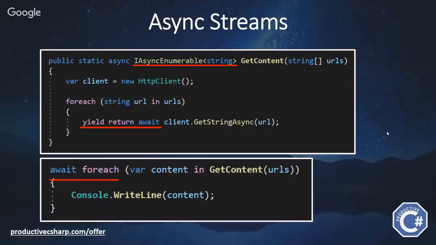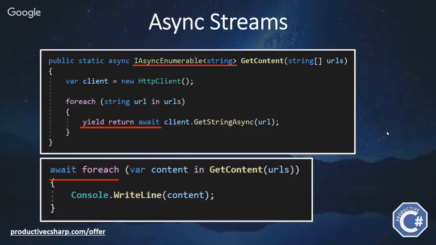So let me explain how this code works. The first method at the top, GetContent, takes a list of URLs as strings, and then using yield return await it does an HTTP request to that URL and gets the content back. And the content is returned as an IAsyncEnumerable. So this code looks extremely familiar, but what the compiler generates under the covers is crazy. So don't even try to look at it. I tried, and it's really difficult to understand.